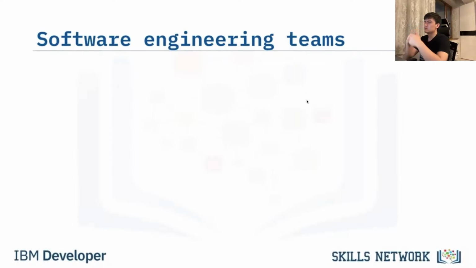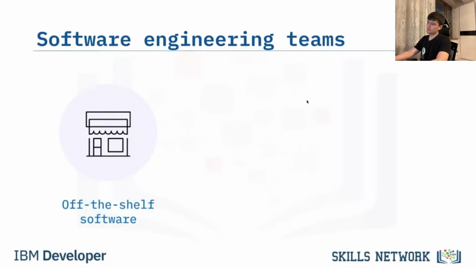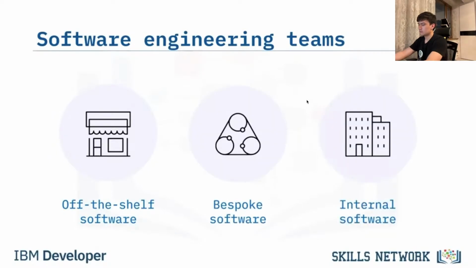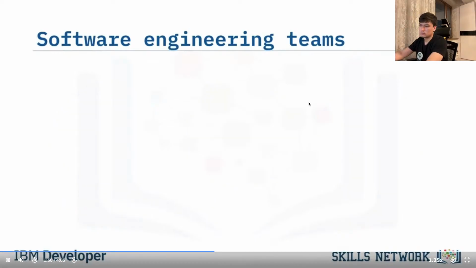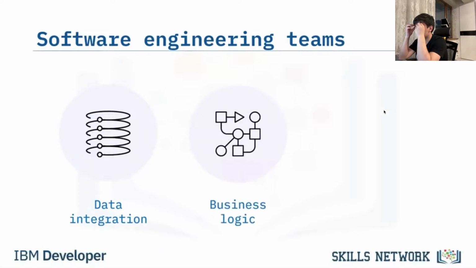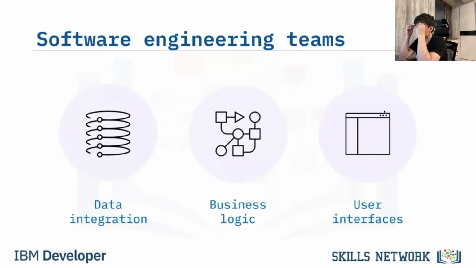Software engineers work in a wide variety of settings. You could work in a team developing off-the-shelf software, bespoke software to meet a specific client's requirements, or internal software for users in your organization. And within your team, you might work on data integration layers, which access and load data from a variety of sources into your solution. Business logic, which applies real-world business rules to the data in your solution. Or user interfaces, which enable users to interact with your solution.